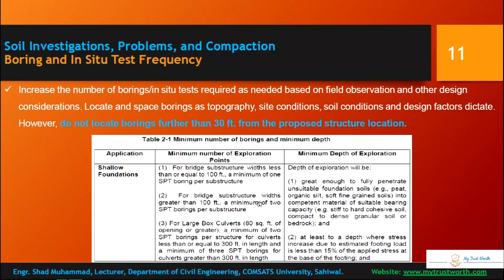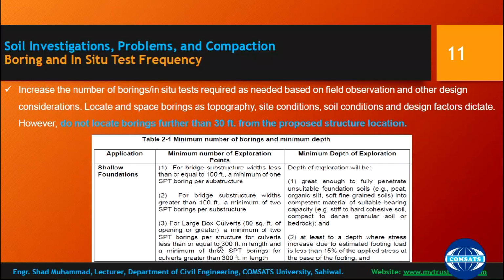And for bridge substructure width greater than 100 feet, a minimum of 2 SPTs. This is width, not depth. If the bridge substructure width is greater than 100 feet, then you have to conduct 2 SPTs per substructure. So for large culverts, 80 square feet of opening; culverts are based on the opening of the culvert. If that is larger than 80 square feet, a minimum of 2 SPT borings per structure. So 2 SPTs per structure need to be conducted.